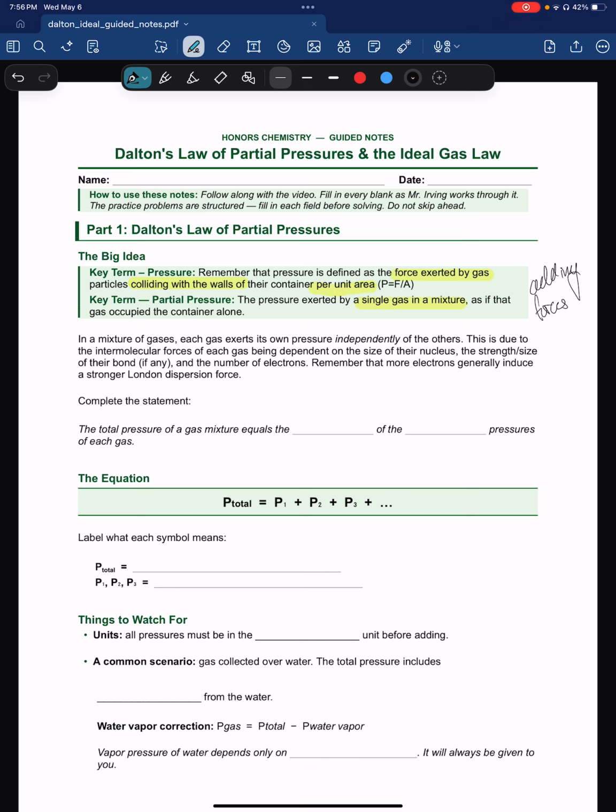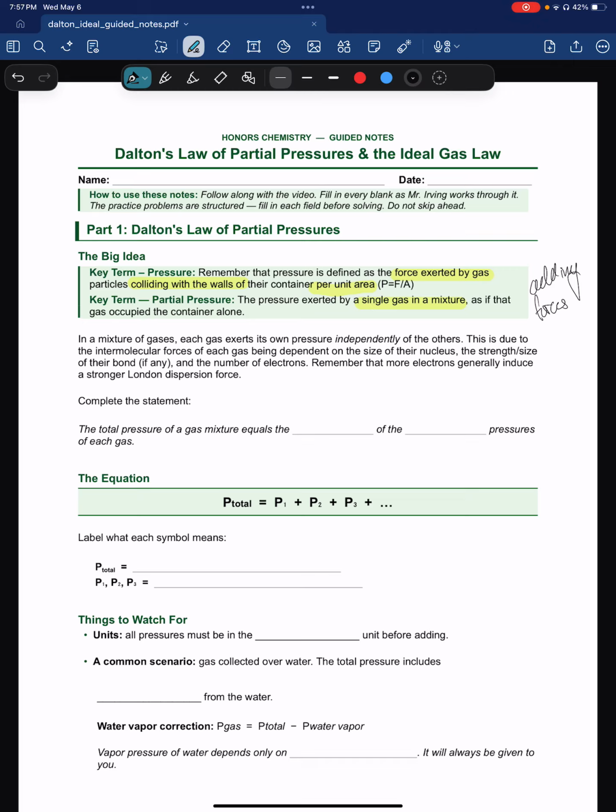So in a mixture, each gas exerts its own pressure independently to the others, and this is due to the intermolecular forces of each gas being dependent on things like the size of the nucleus and the strength or size of their bond, if they have a bond, and the number of electrons. Remember also that more electrons generally induce a stronger London dispersion force.